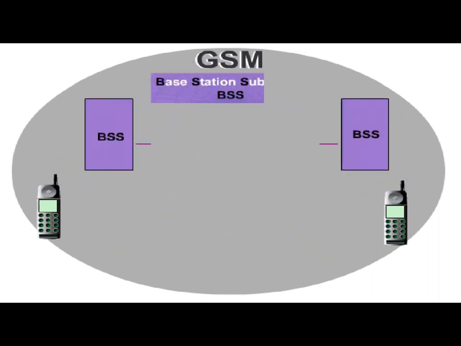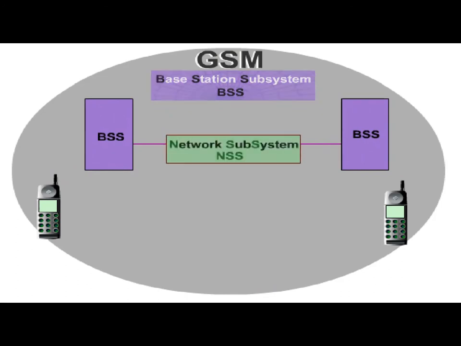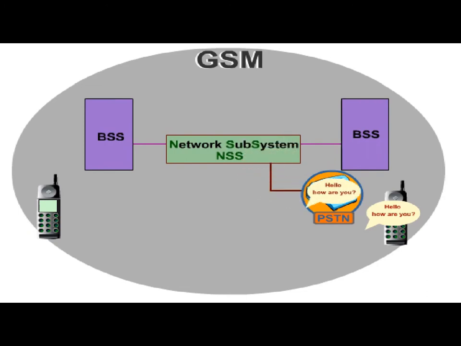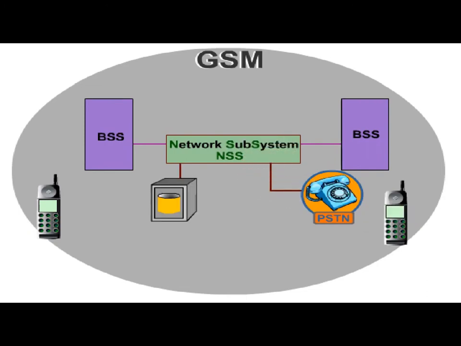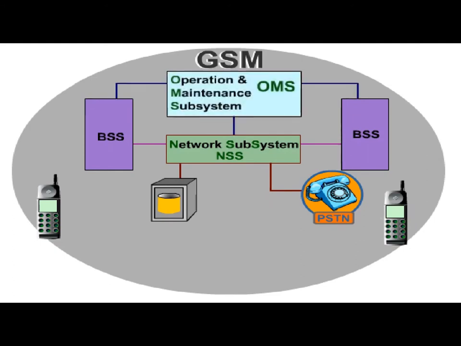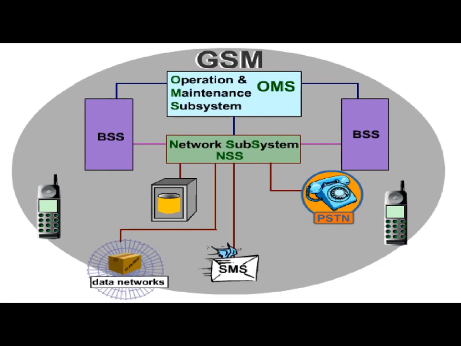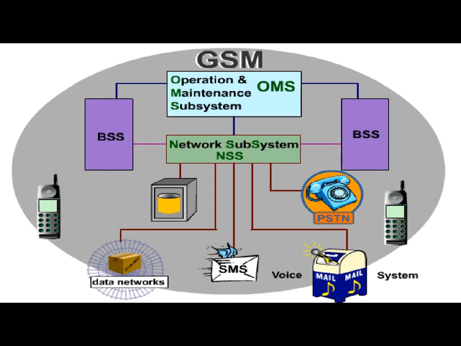The base station subsystem, BSS, provides the connection between the mobile stations and the network subsystem, NSS. The NSS forwards user signals to other mobiles via the BSS, or subscribers in the public switched telephone network, PSTN, and provides necessary customer data. The operation and maintenance subsystem, OMS, monitors BSS and NSS performance and remotely debugs occurring faults in the network elements. Additional components such as interface elements to data networks, the short message service center, or the voicemail system complete the GSM system architecture.